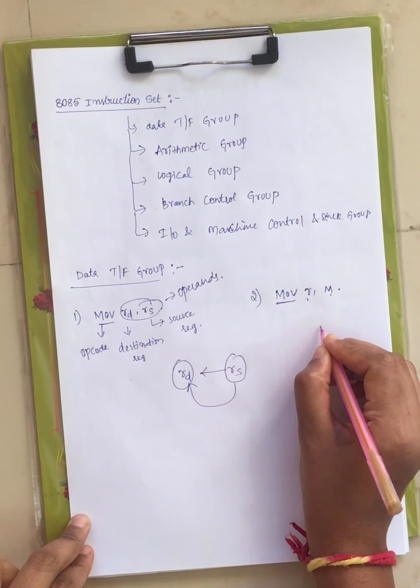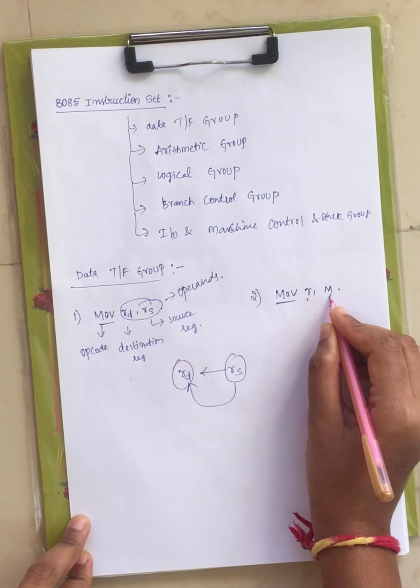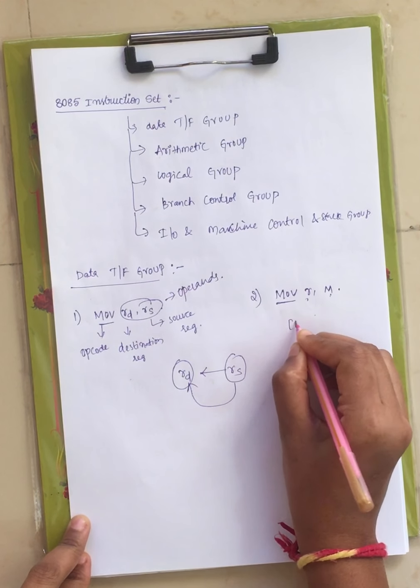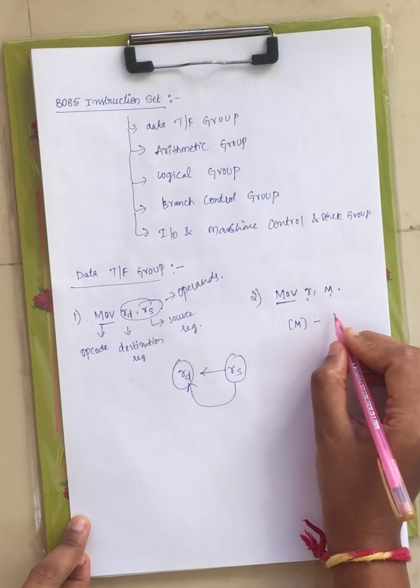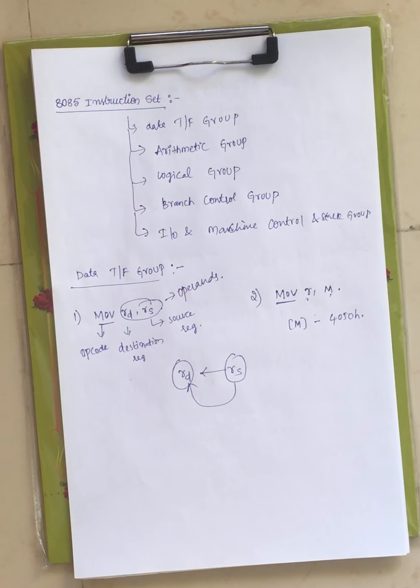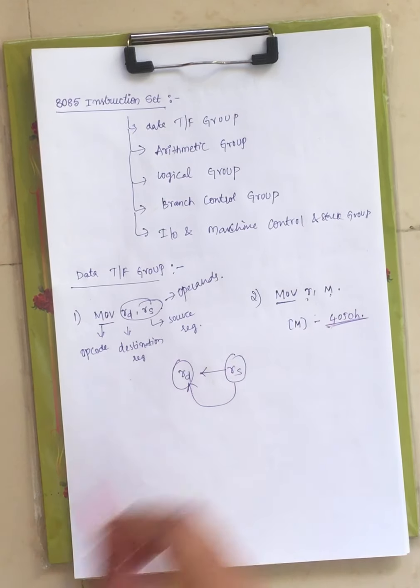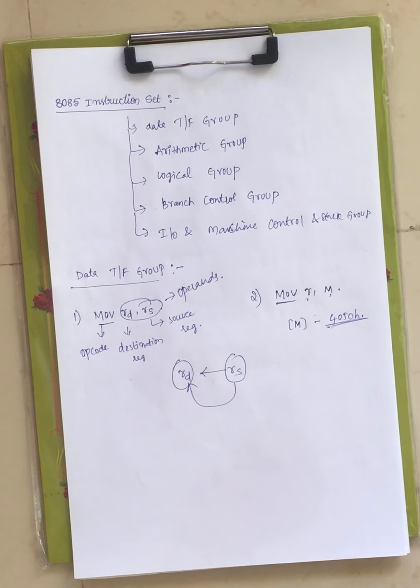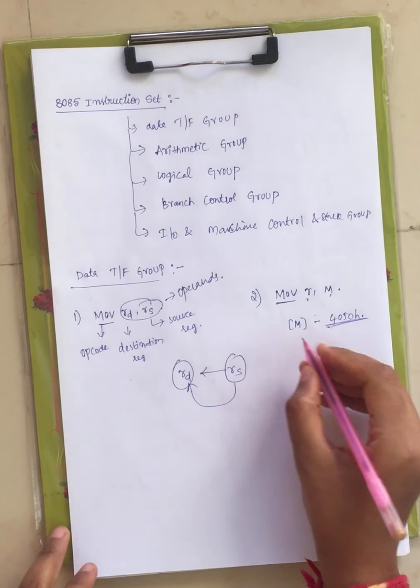Now you are moving the contents. M is nothing but memory location. Assume this memory location is 4050H. Now 8085 has how many address lines? You have 16 address lines, a 16-bit address line. That's why in hexadecimal you can represent it in 4-bit form. If you convert into binary, each hex digit is denoted by 4 bits.